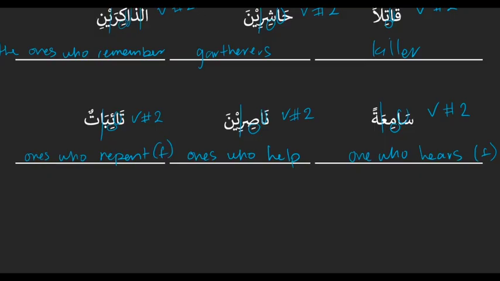So agent pattern number 2 recap. It is alif as the second letter, and the third letter has a kasra on it. And it translates just like agent pattern number 1, because they're both agents.